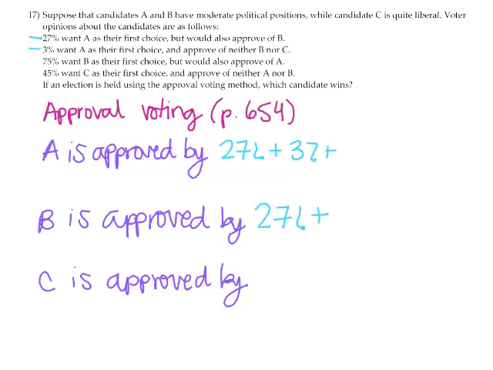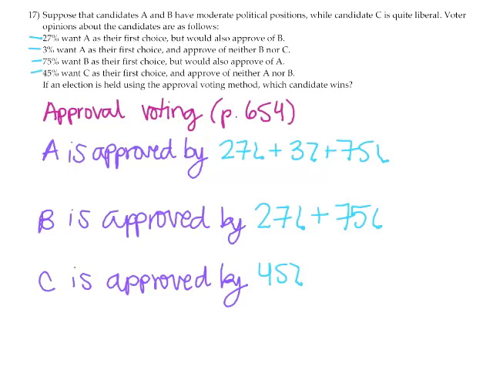Now we're told 75% want B as their first choice, so we're going to add that 75% to B, but would also approve of A. So we're going to add 75% to A. So we're done with that third line. Now for line 4, we're told 45% want C as their first choice and approve of neither A nor B. Okay, so we're done with that fourth line.